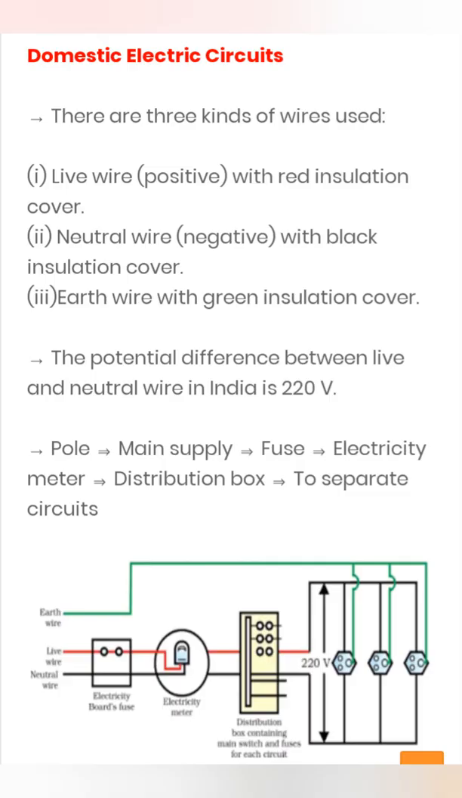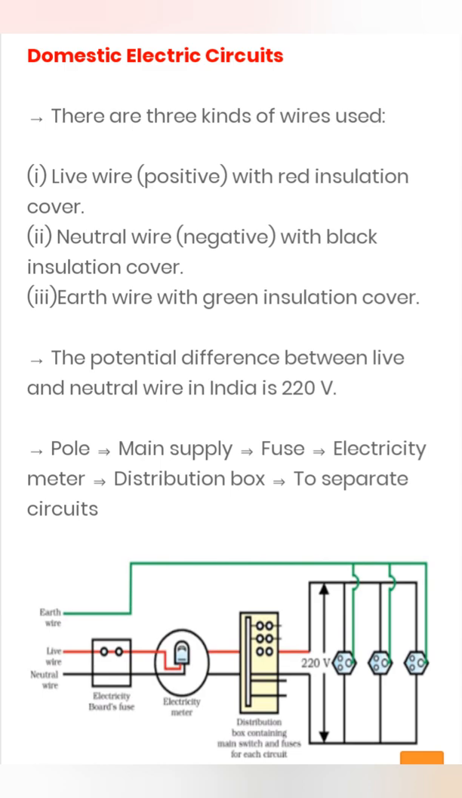Now discussing the domestic electric circuit. Electricity is generated at the power station and supplied to our houses with the help of three cables that come to the transformer and then to the electricity pole next to our houses. There are two wires, the live wire at a potential of 220 volts and a neutral wire at the ground potential of 0 volt. The live wire has a red insulation covering, whereas the neutral wire has a black insulation covering.